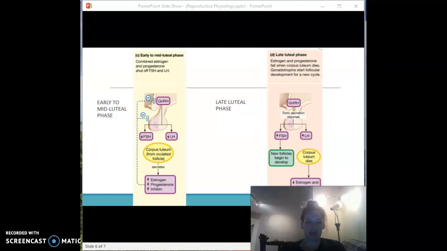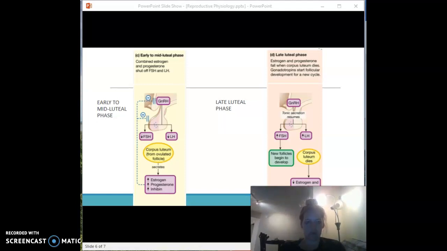Okay, and then we're going to look at the late luteal phase. The lifespan of the corpus luteum is only about 12 days, so if no pregnancy occurs and the egg is not fertilized, then the corpus luteum undergoes apoptosis or cell death. With this degeneration and cellular death, estrogen and progesterone levels fall. And then gonadotropins start follicular development again in preparation for a new cycle. And then it all begins over again.